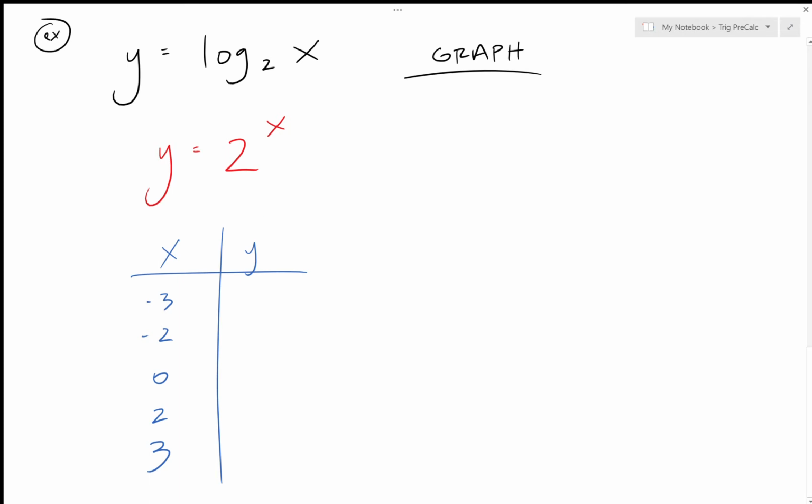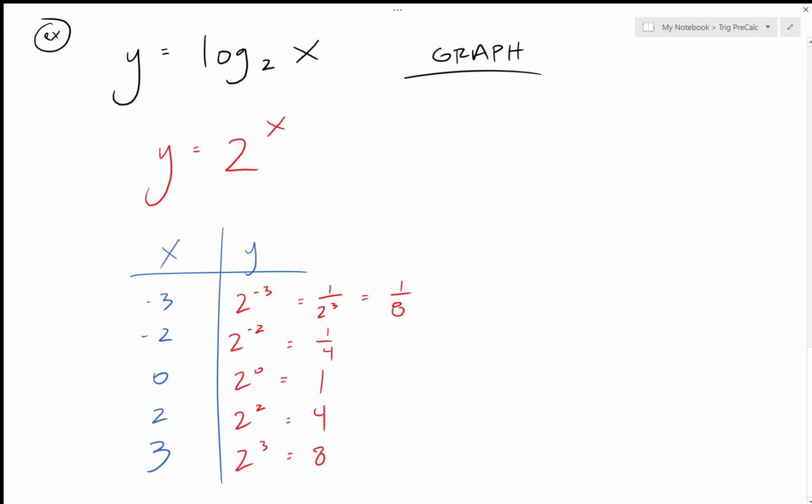So if we plug in -3, that's 2 to the -3rd. And remember, negative exponent means you flip the fraction, so this goes to the bottom, so it's actually going to be 1 over 2 to the 3rd, or 1/8. I think we've used this example before. 2 to the -2 becomes 1/4. 2 to the 0, anything to the 0 power is 1. 2 squared is 4, and 2 to the 3rd is 8.